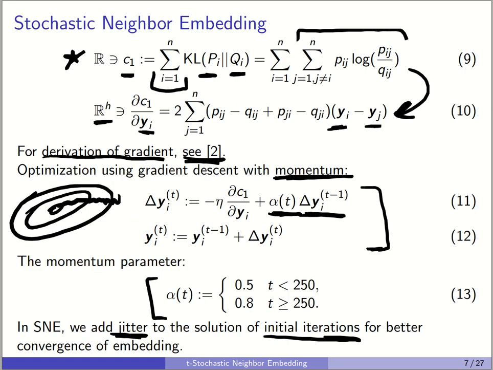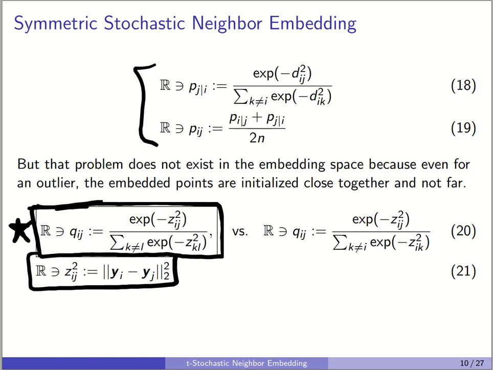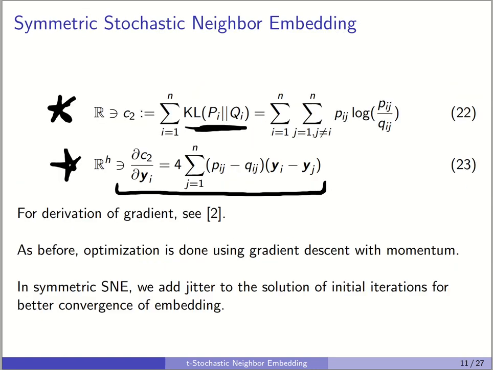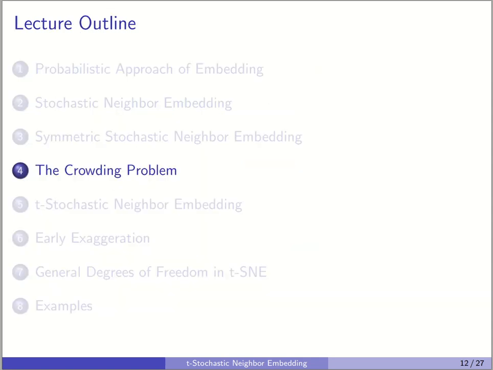Because of having symmetry, this is simplified and we will have this, and we'll have 4 rather than 2. For the derivation, you can see our tutorial paper. As before, we use gradient descent with momentum. In symmetric SNE, we also add jitter, like in SNE. Now, let's move on to t-SNE.